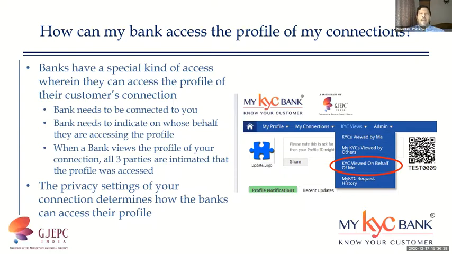So let's say my bank wants to see Nayan's profile. They will have to say that I'm looking at this profile on behalf of Nayan or on behalf of Pranay. So automatically, all the three parties, that is the bank, Pranay and Nayan, can see that the KYC has been viewed, or Pranay can see that KYC has been viewed on his behalf. Nayan can see that the KYC was viewed by the bank on behalf of Pranay. And of course, the bank sees that they have viewed this particular profile.